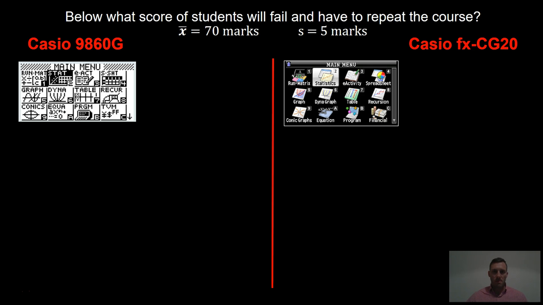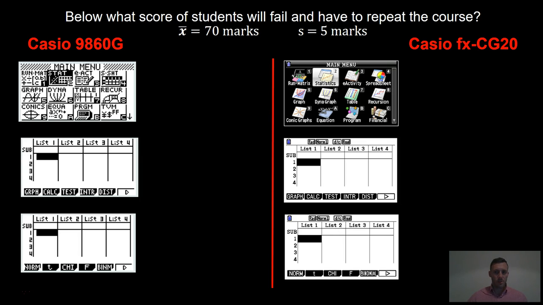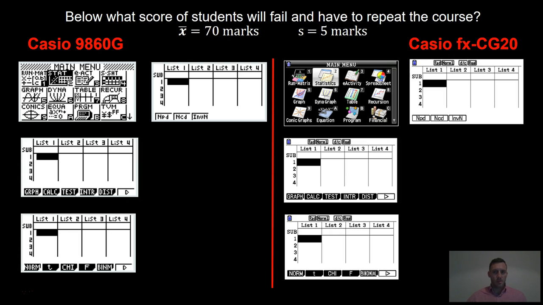First, we'll look at the minimum score you must get to pass the course or you'll fail. Again, we start at the main menu. We press 2 for statistics. We leave the list blank. Press F5 for dist, which is distribution. Press F1 for norm, which is normal. And this time, we're going to use inverse normal. So we're going to press F3.